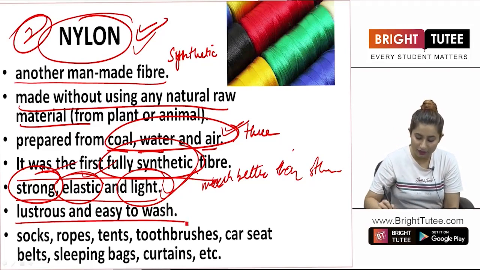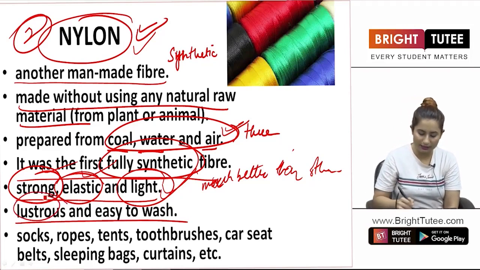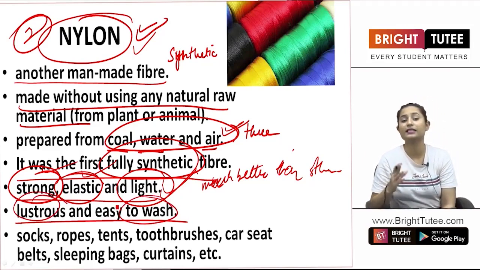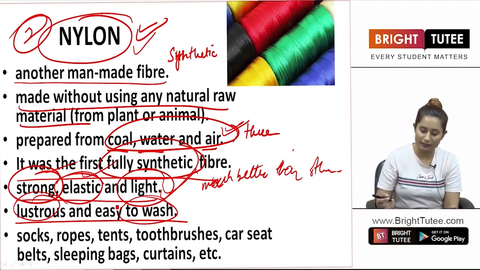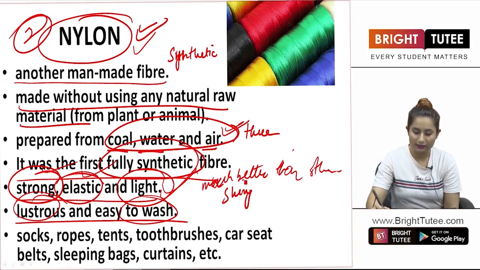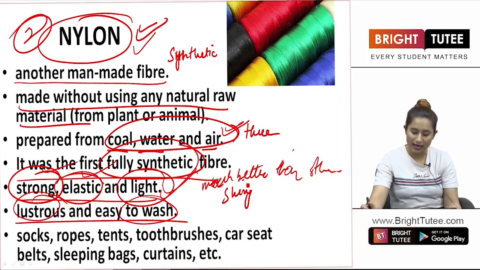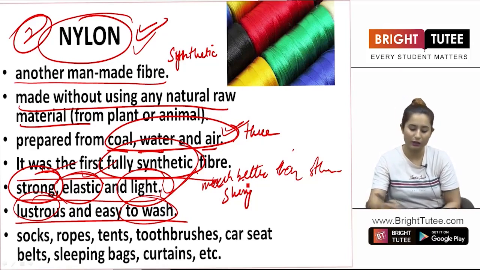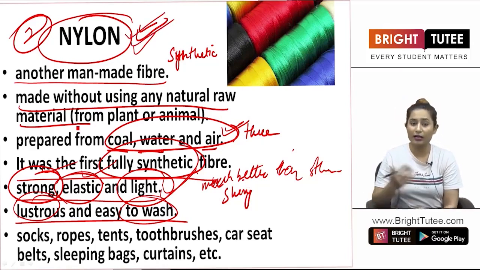Then it is lustrous and easy to wash. Another advantage is that it is lustrous and very easy to wash. What else is needed? It is shiny. It is strong. It is elastic. It is light. And it is easy to wash as well. So, nylon is a very good fiber for our daily use.